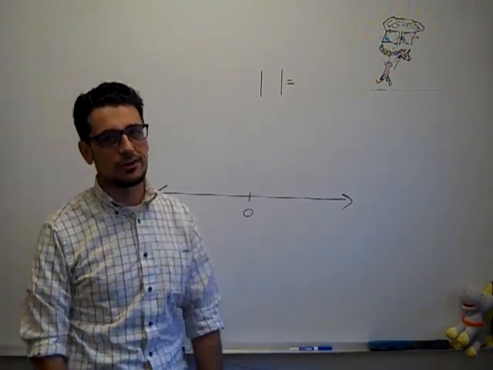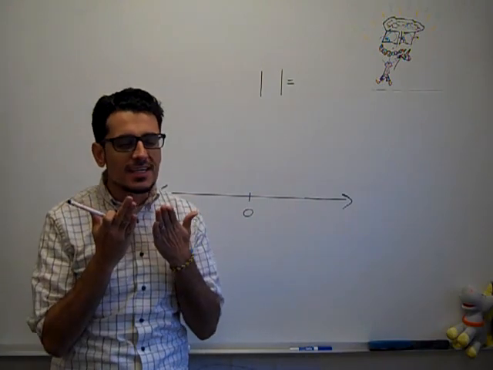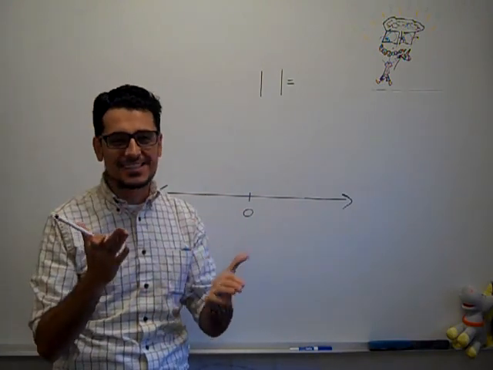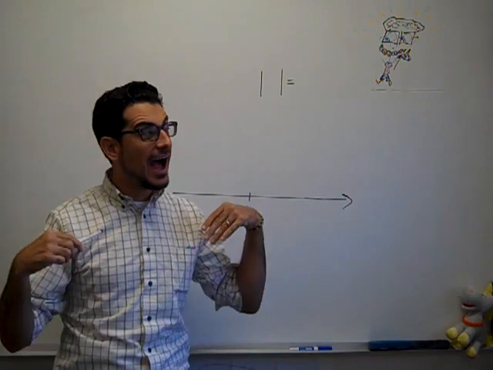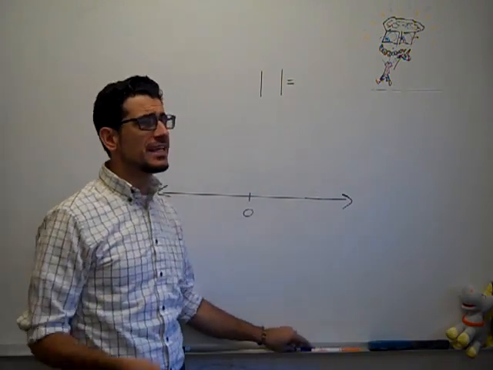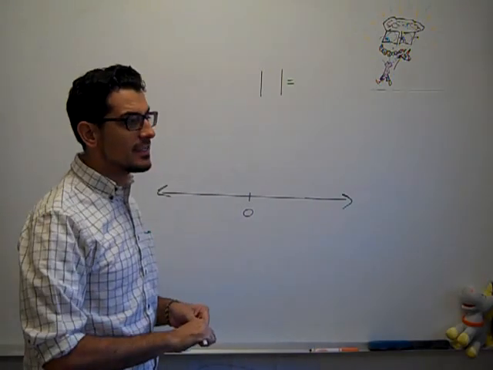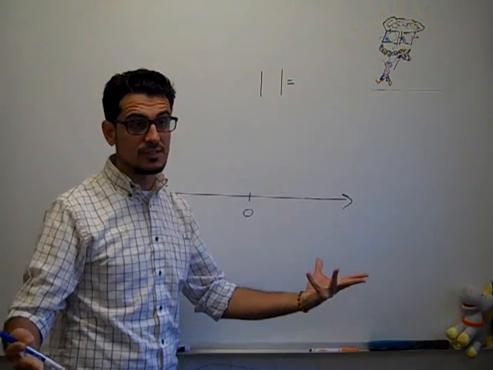Hello, this is Shaheen Chakra again, and today we're going to be talking about the beauty and the magnificence of absolute value. And you're like, what is absolute value? Well, it's something that's absolutely amazing. And the idea about absolute value is that we're talking about distance from zero.